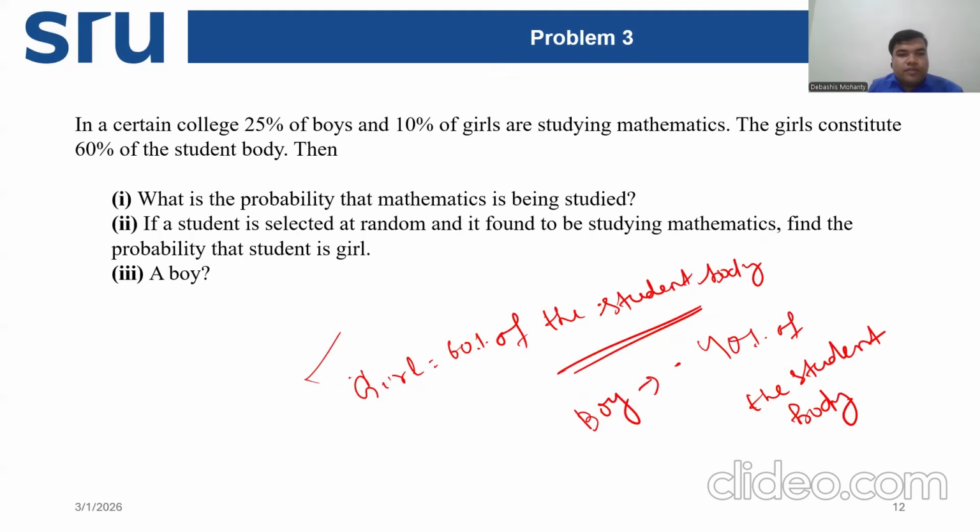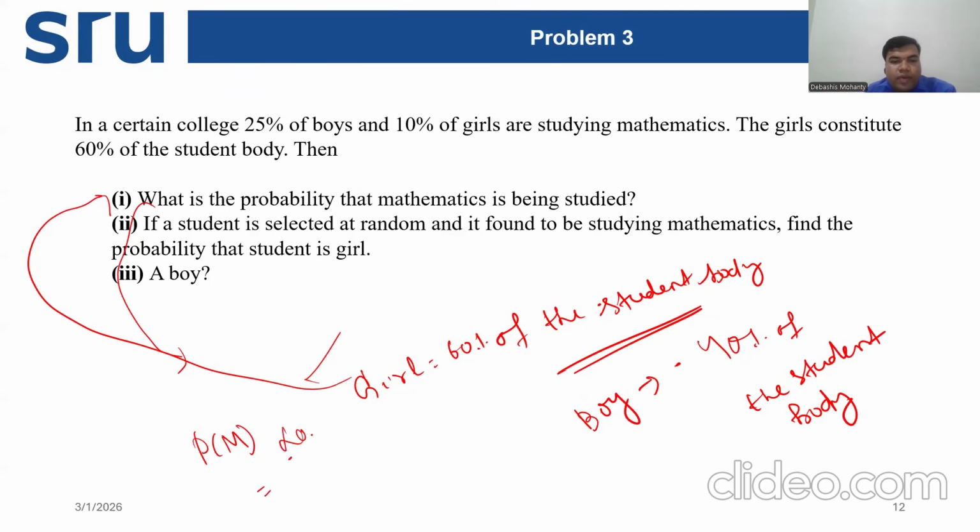Now try to understand the first question: what is the probability that mathematics is being studied? To find that, we need to calculate the probability of math, so we need to apply the law of total probability to calculate this.